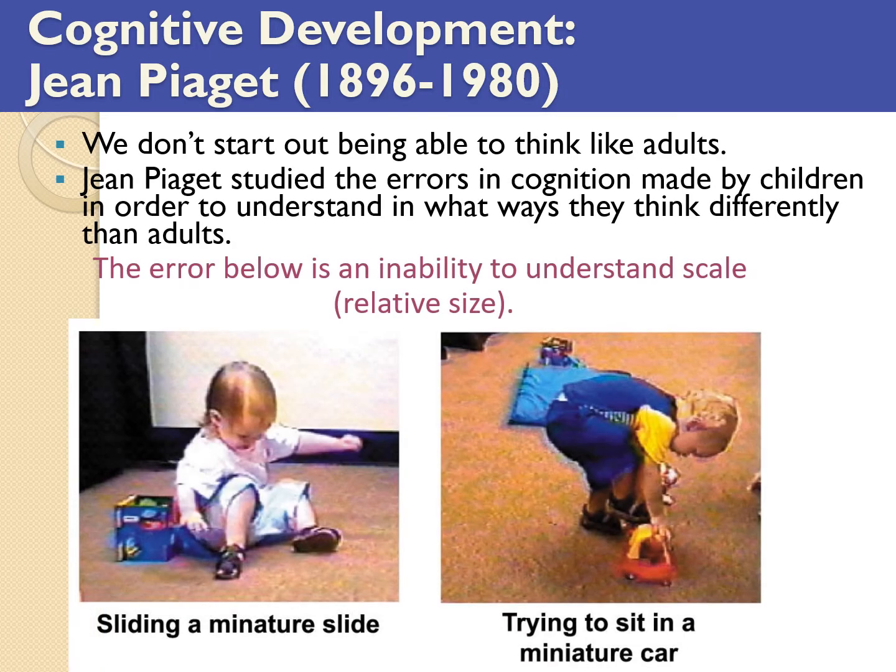Now, many people will call children little adults, and they aren't little adults because they are unable to think like adults. One of the first things that Piaget came up with to understand was what he called size errors. Now, he found with children that they don't understand size the way adults do. So, for example, I got a couple of pictures here.